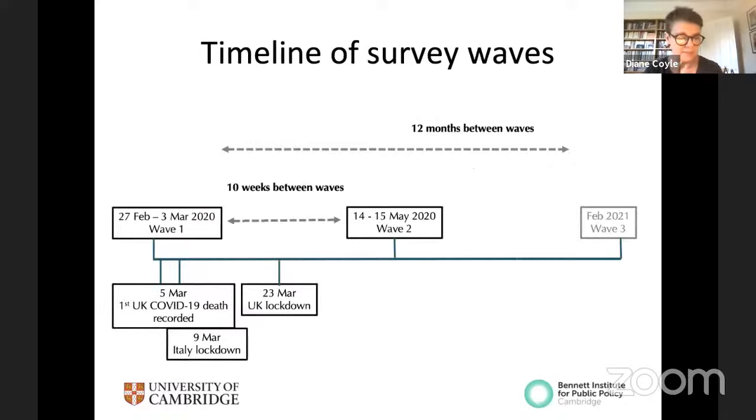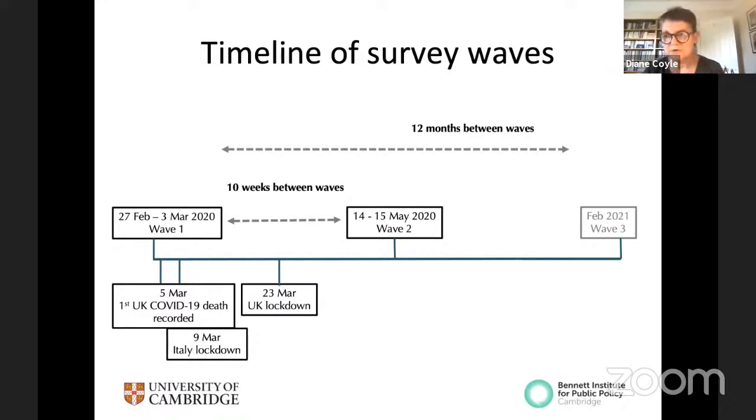And so here is the timeline, just to repeat that. So wave one was before we in the UK heard very much about COVID, and a few days before the Italian lockdown and 3 weeks before the UK lockdown. And then we were able to, as I said, do these repeat waves.